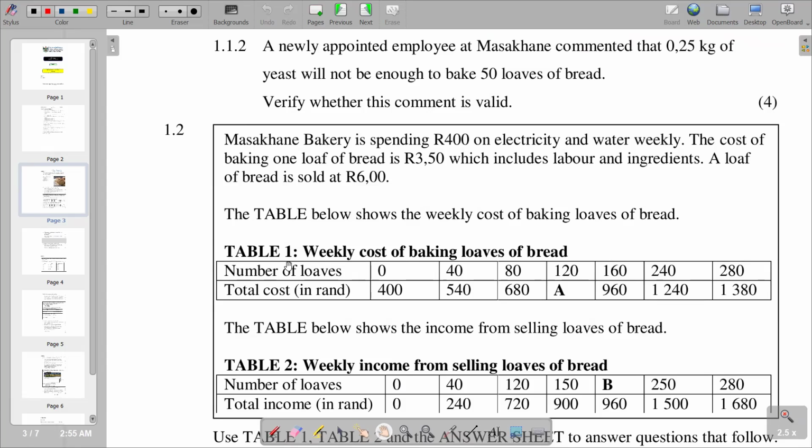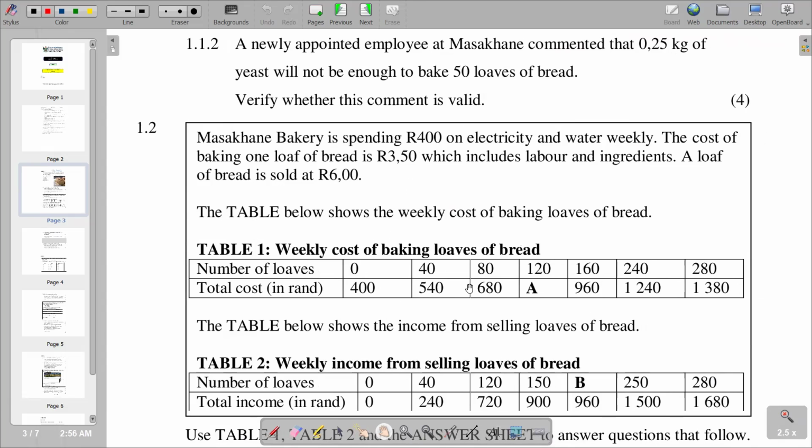So we see that for the weekly cost of baking loaves of bread, at zero loaves being baked, we still pay 400 rands as cost, representing the fixed cost of electricity and water. Remember, the fixed costs do not vary with the level of units. So we have the fixed costs, and this 400 is going to be inside each and every total cost. So that's what we have.